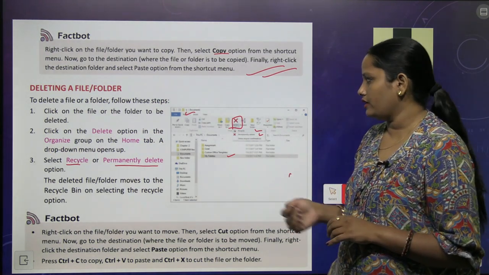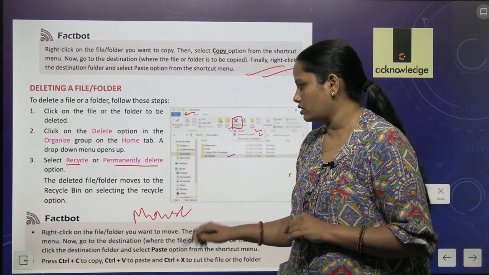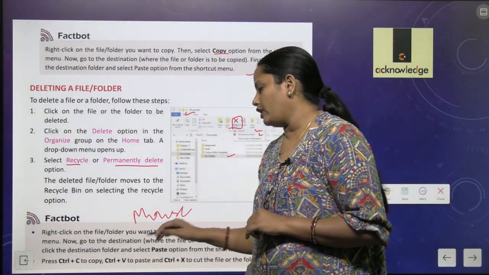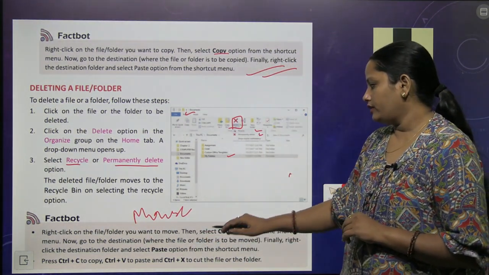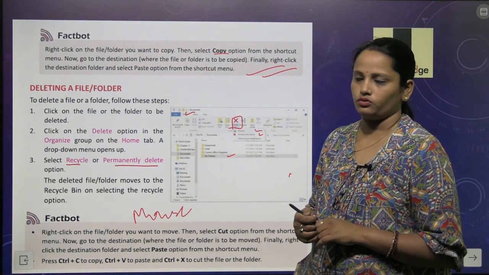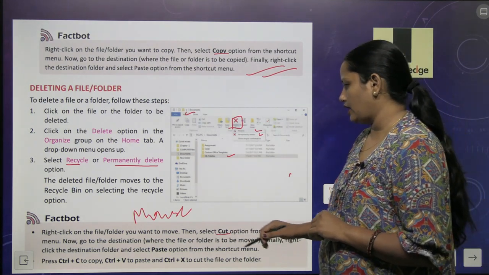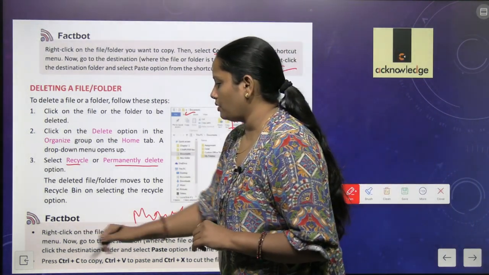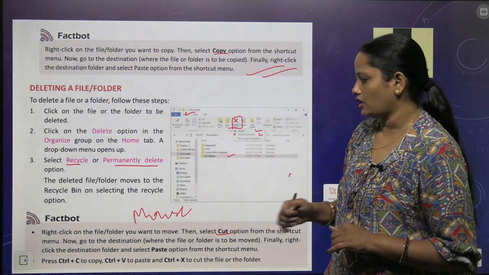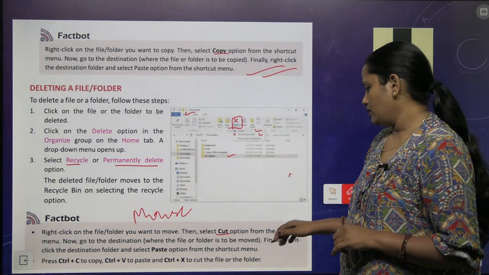Another way is also given by using a mouse. How can we use a mouse to do this work? Right click on the file or folder you want to move, then select the cut option from the shortcut menu. So by using the cut option from the shortcut menu we can cut that folder. Now we can go to the destination where the file or folder is to be moved.